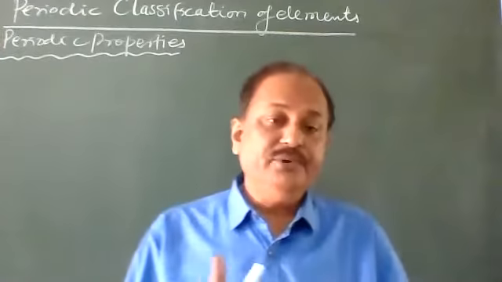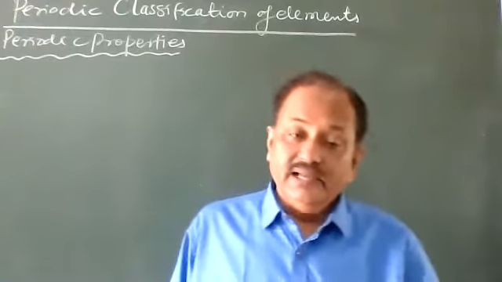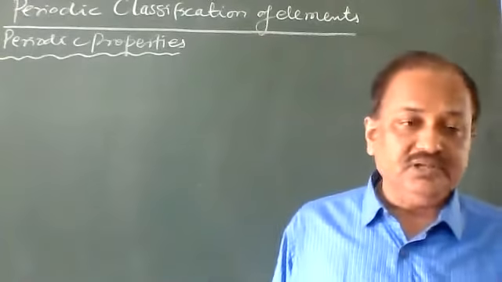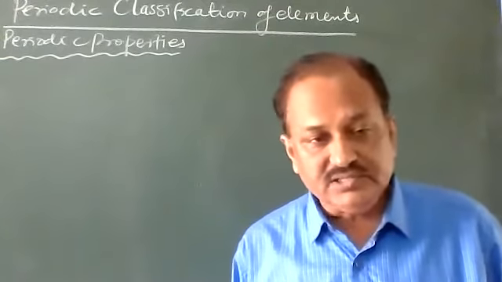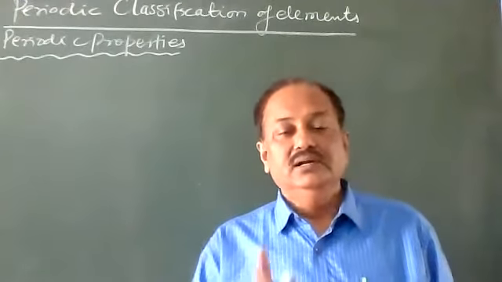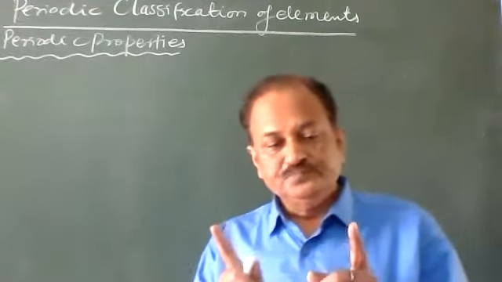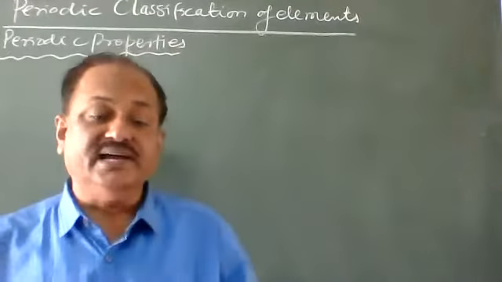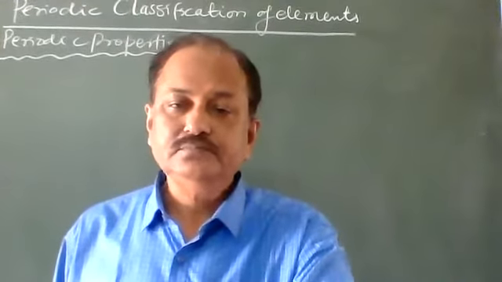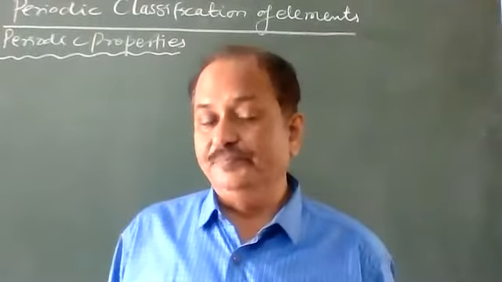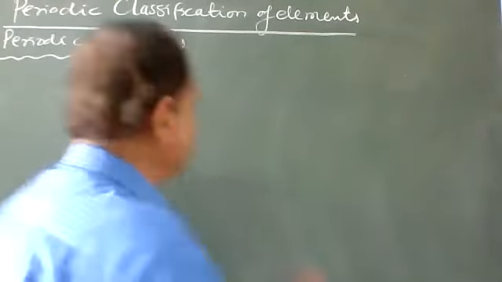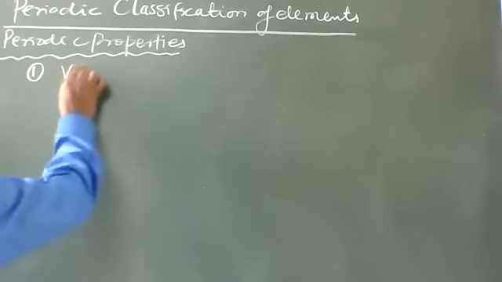So the modern periodic table is based on the modern periodic law, and the modern periodic law says that the properties of elements are periodic functions of their atomic numbers. That is, elements have been arranged in order of their increasing atomic numbers. There are 18 vertical columns which are called groups, and 7 horizontal rows which are called periods. Now the first important part is valency.